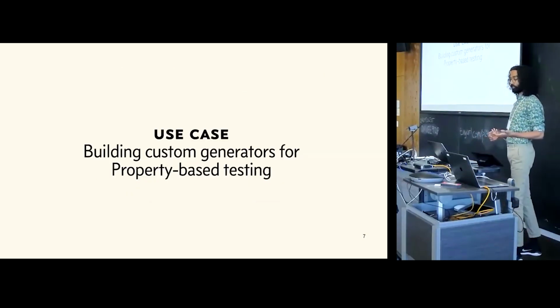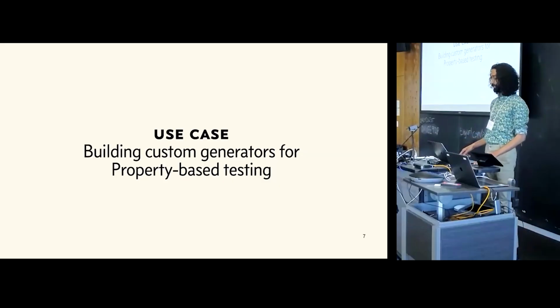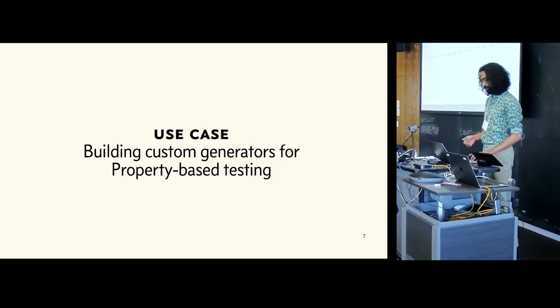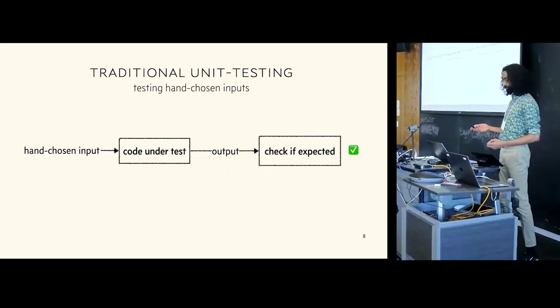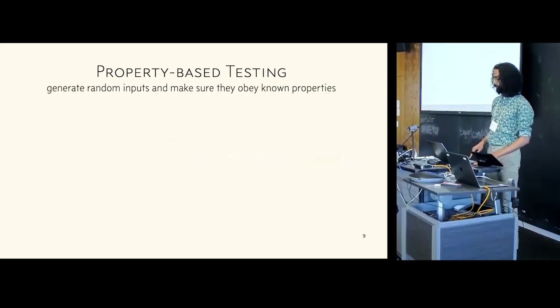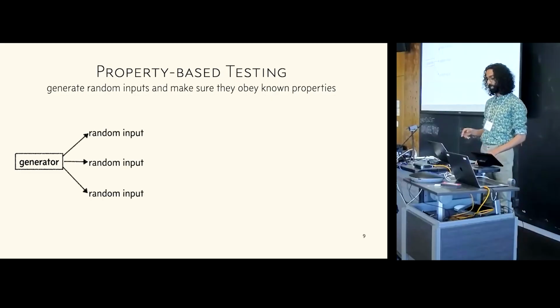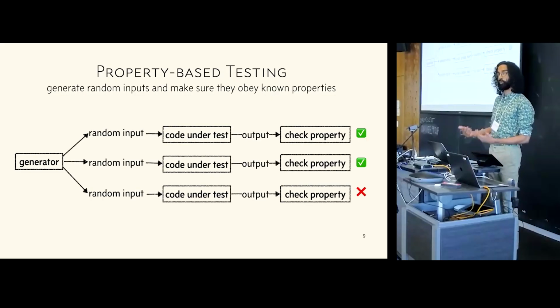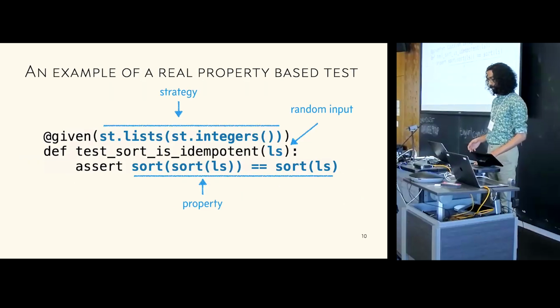For our PLATEAU submission, we implemented decision-oriented programming for a specific goal, which is building custom generators for property-based testing. We did this in a tool that we call Aporia. Just to quickly introduce property-based testing, also known as PBT: traditional unit testing checks code by testing individual hand-chosen inputs. In PBT, we use a special program called a generator to produce a large number of random inputs, and these inputs are used to test properties that should hold under all conditions. This is the kind of test you're going to see in the demo that I'm going to show you.